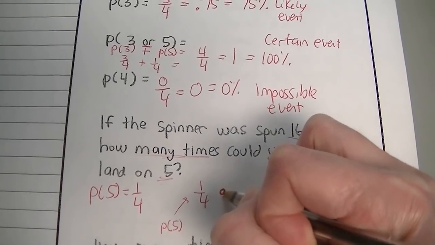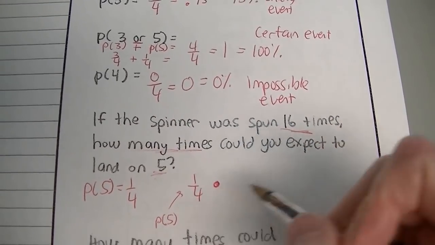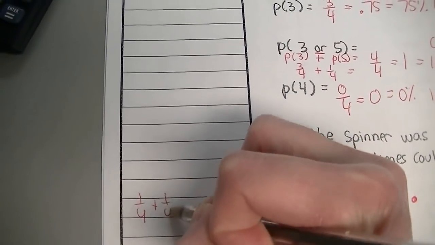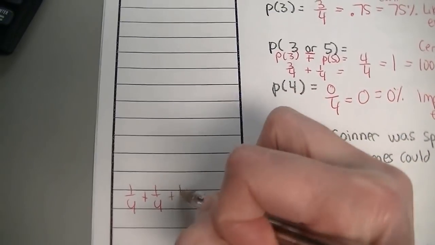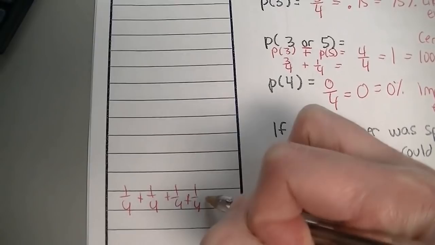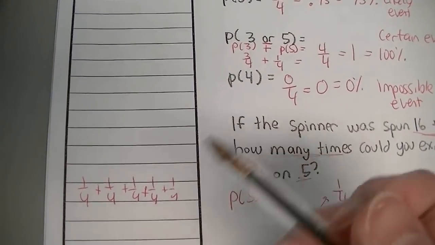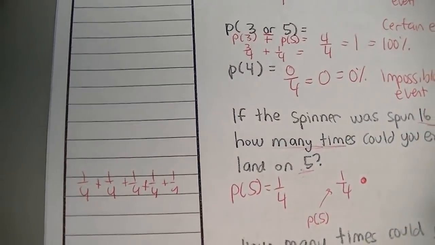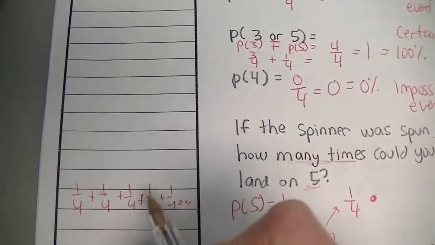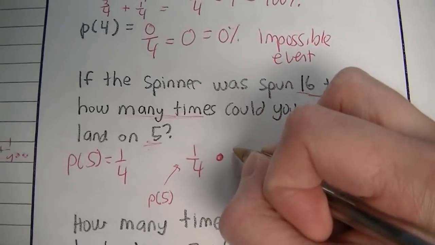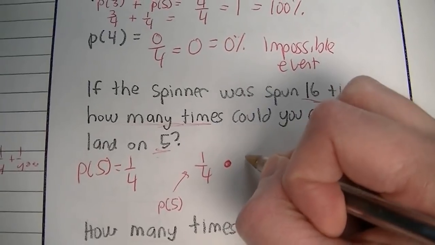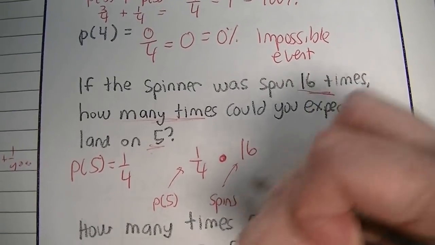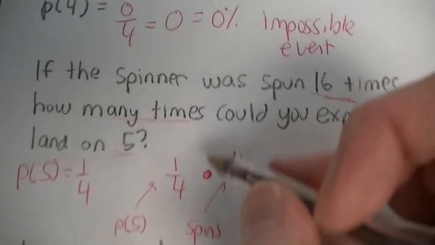Don't forget, we've got to multiply it by 16 because I don't want to sit there and add 1/4 sixteen times. I'd be like 1/4, that's the first spin, plus 1/4 for the second spin, plus 1/4, plus 1/4. I'd have to do that 16 times to represent the 16 spins. See how that would take forever? I don't want to do that. So instead, I'm doing this: 1/4, which is the probability of landing on 5, times 16 spins is going to give me how many times I'd expect to land on 5, theoretically.